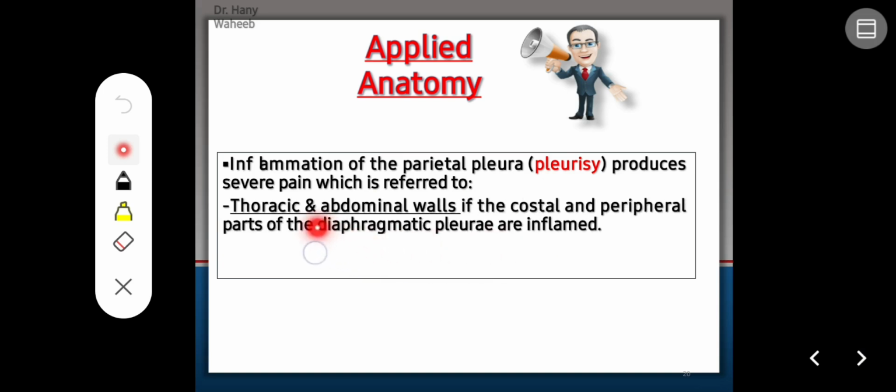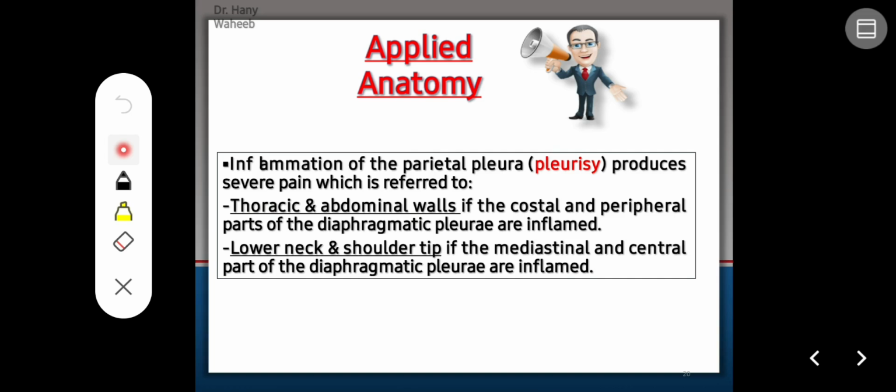If the costal and the peripheral parts of the diaphragmatic pleura are inflamed, these parts are supplied by intercostal nerves, so the pain is referred to the thoracic and the abdominal walls. And if the mediastinal and central part of the diaphragmatic pleura are inflamed, innervated by the phrenic nerve, this pain is referred to the lower neck and the shoulder tip.